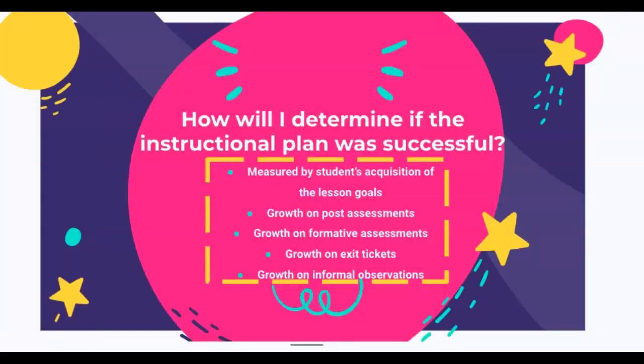So how will I determine if the instructional plan was successful? I measured by students' acquisition of the lesson goals, their growth on post-assessments, their growth on formative assessments, growth on the exit tickets, and their growth on just informal observations. And that is all about my instructional design plan.